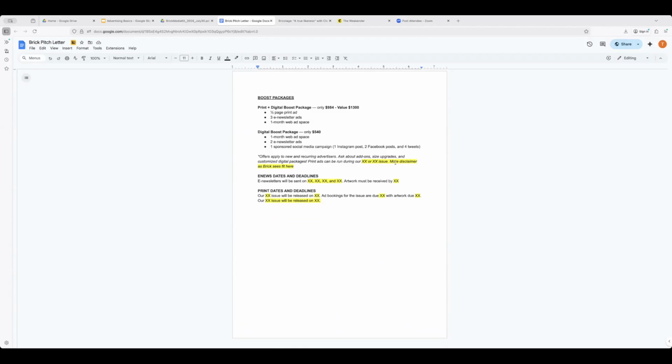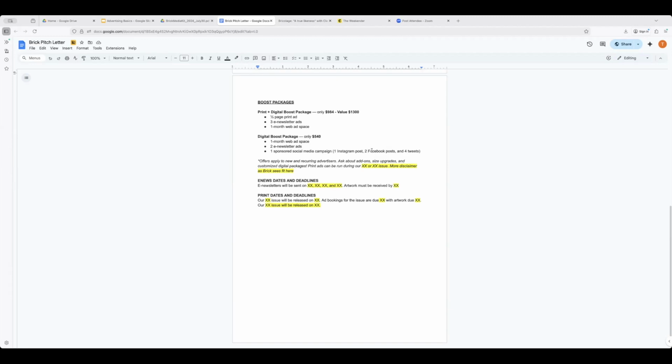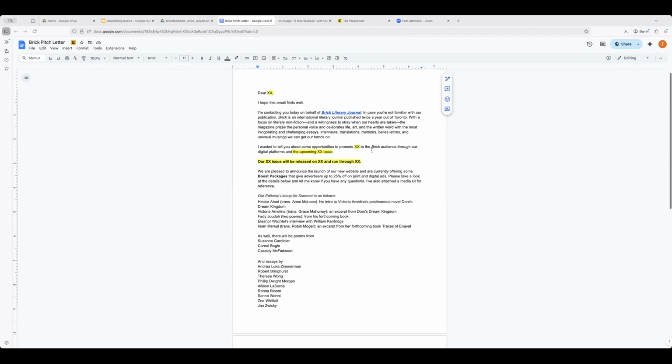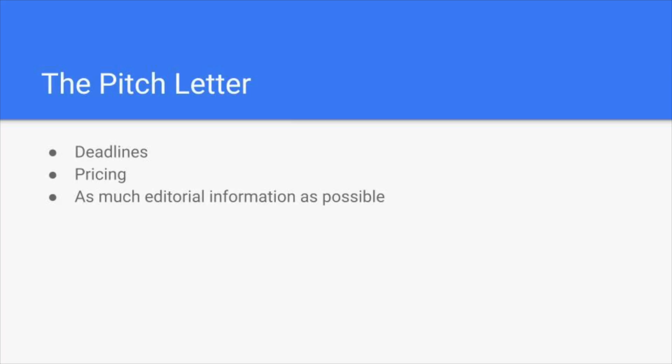Different pitch letters can present this information differently. I also try to think that people's time and attention when it comes to their email is pretty precious. People are inundated with email. So, the more information you can pack into the first couple of paragraphs, the better. And then just go from there and see what people respond to.